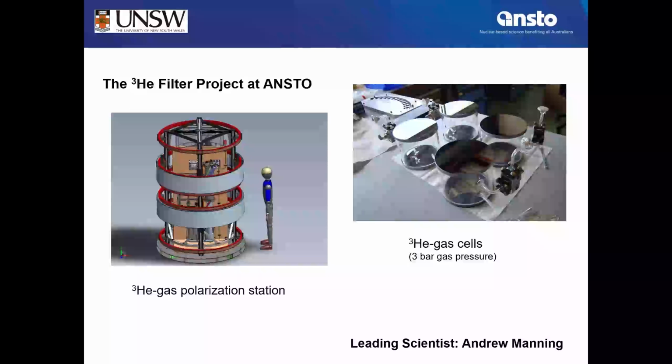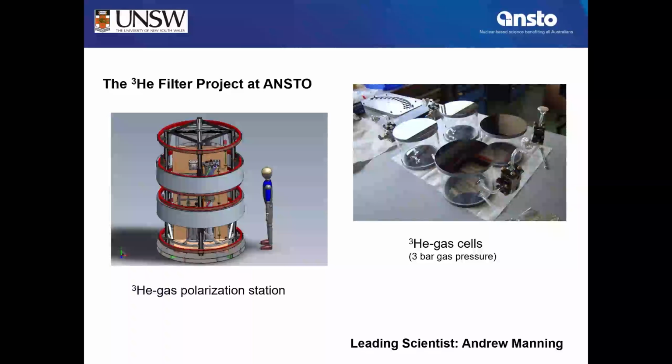So helium-3 here is ideal. What we do, we put these helium-3 gas cells, and here are some pictures from UNSW. This is how they look like. The top and front window is silicon, and here inside is the helium-3 gas. And that's actually put into that machine, which is the helium-3 gas polarization station. Main ingredient is the laser, which polarizes the helium-3 gas. And you even see the magnetic coils here.